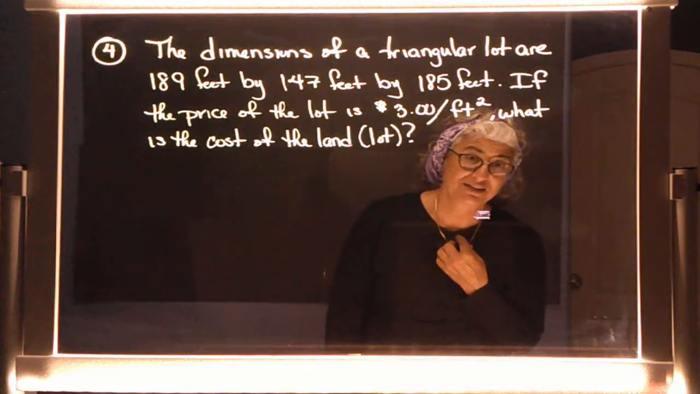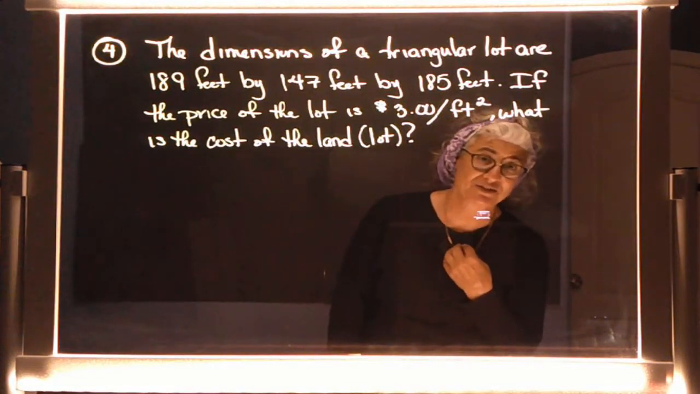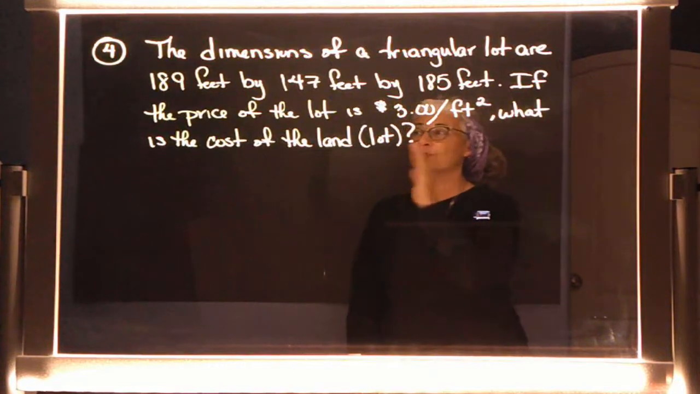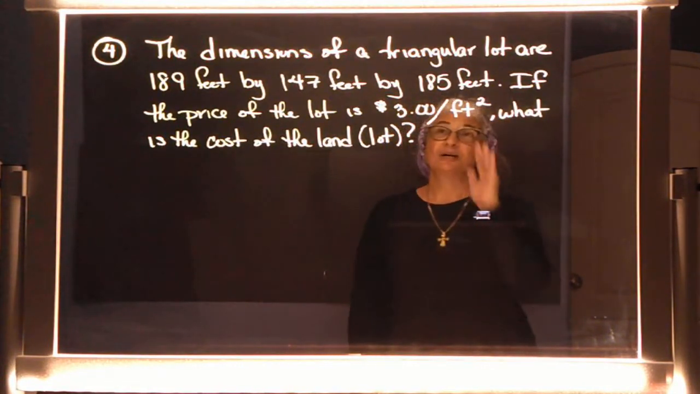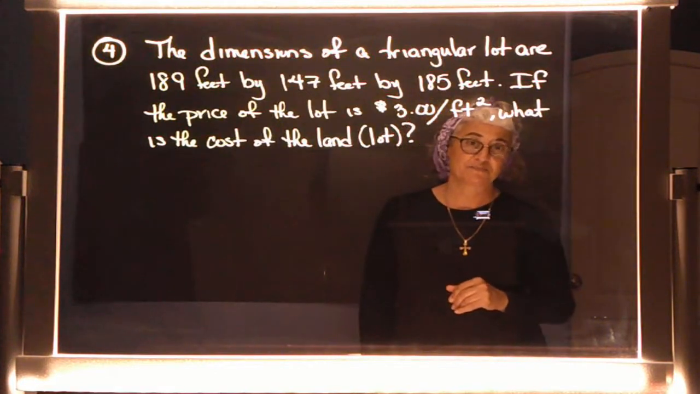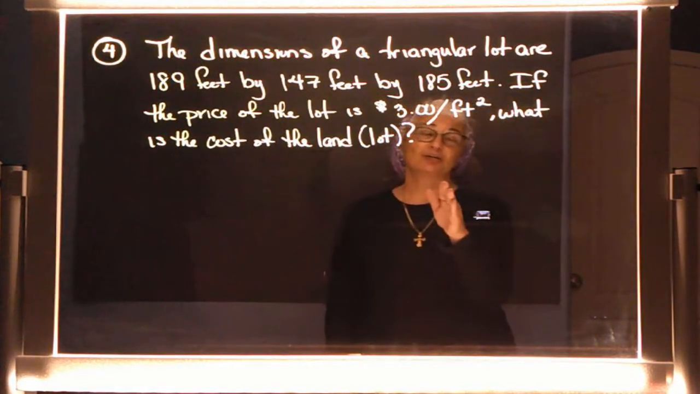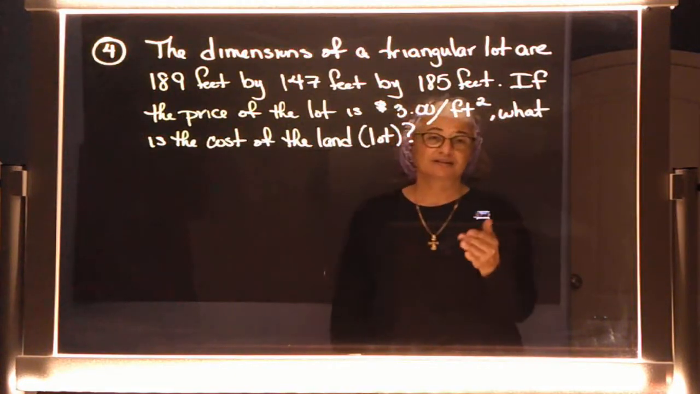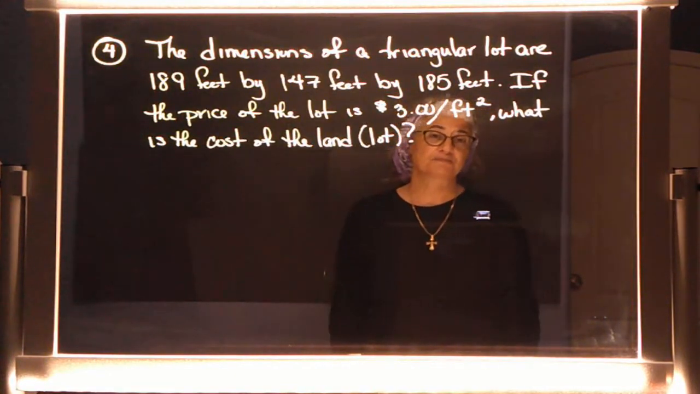Okay, so let's look at this next problem. Looks like they've given us a story. The dimensions of a triangular lot are 189 feet by 147 feet by 185 feet. If the price of the lot is $3 a square foot, what is the cost of the land? What's the cost of the lot?